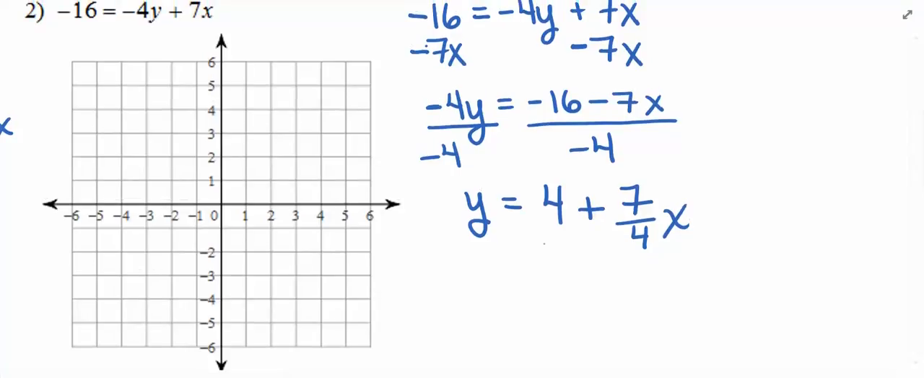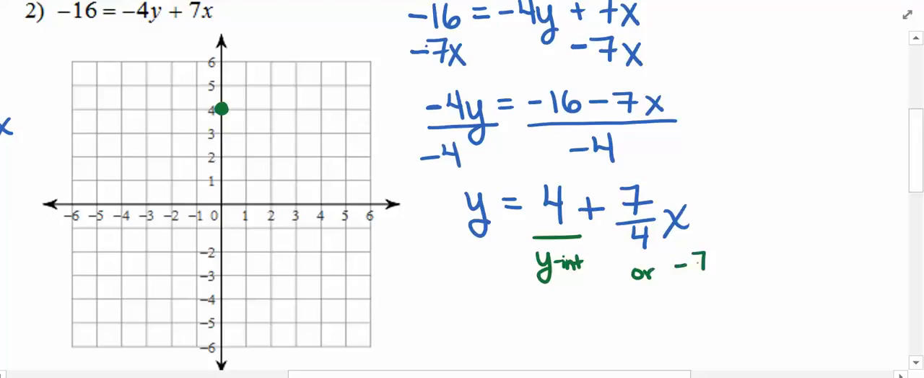I know that 4 is my y-intercept. And then my slope is 7 over 4. Now there's no room to go up 7 over 4. So I know I also could do negative 7 over negative 4. So 1, 2, 3, 7, and then back 4. Okay. So there is my line, and you can see that the line is going up overall. I have a positive slope as I go from left to right.